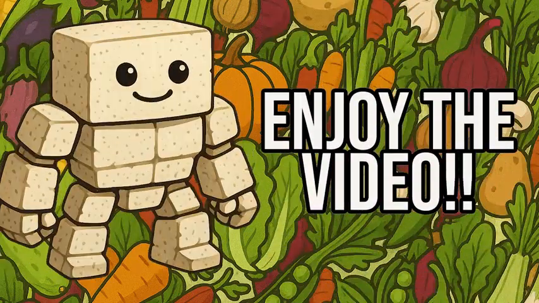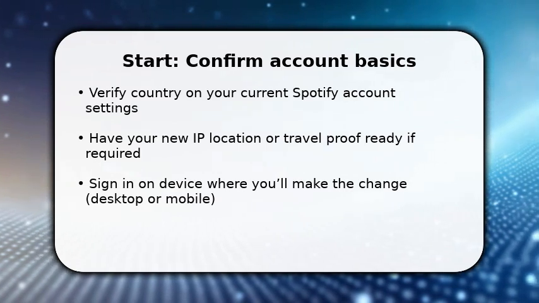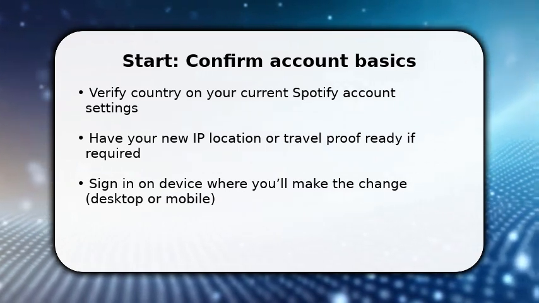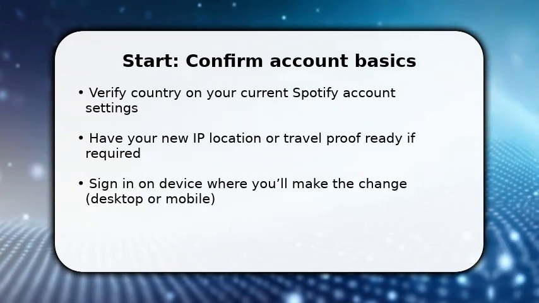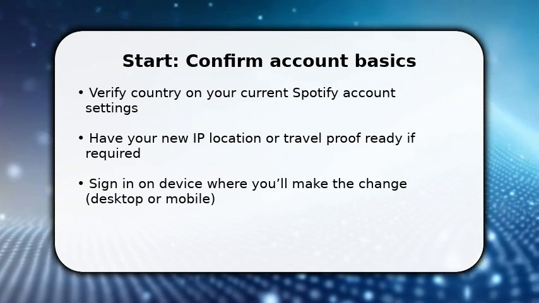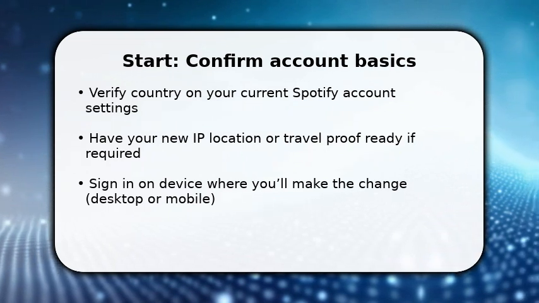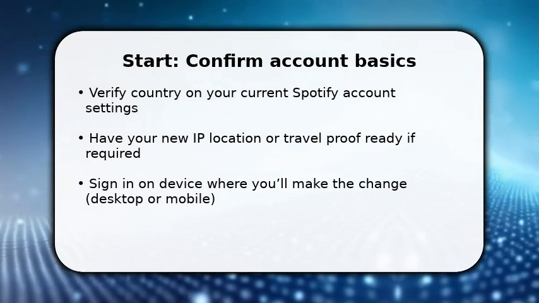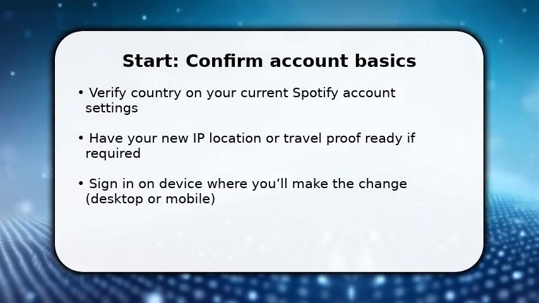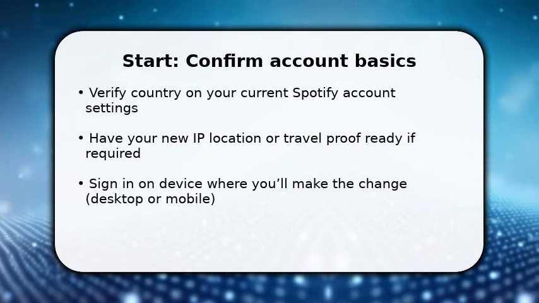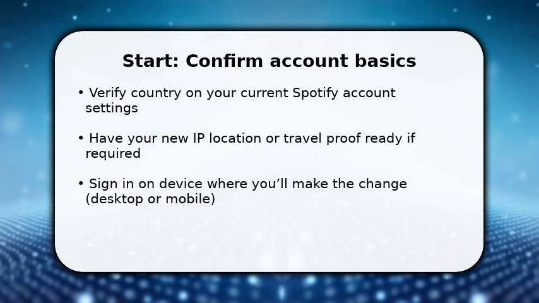Please enjoy the video. You begin by confirming which Spotify account you're using and where it's currently registered. This matters because region affects catalogs and payment. Once signed in, go straight to account settings. Make sure your connected payment method matches the country you want. If you're traveling, prepare a local IP or temporary payment option. Initiate the change now so Spotify can detect the new region. This avoids catalog mismatches and subscription interruptions as you proceed to the next steps.